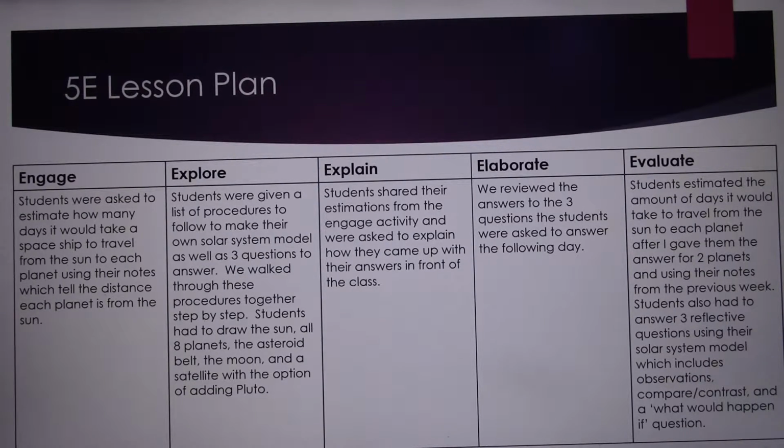For the Explore, students were given a list of procedures to follow to make their own solar system model, as well as 3 questions to answer. We walked through these procedures together step by step. Students had to draw the sun, all 8 planets, the asteroid belt, the moon, and a satellite, with the option of adding Pluto, and they did this on a long strip of paper.